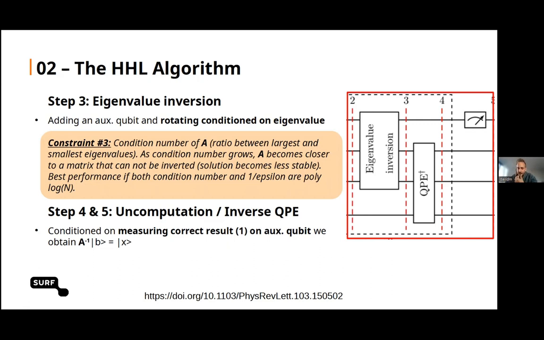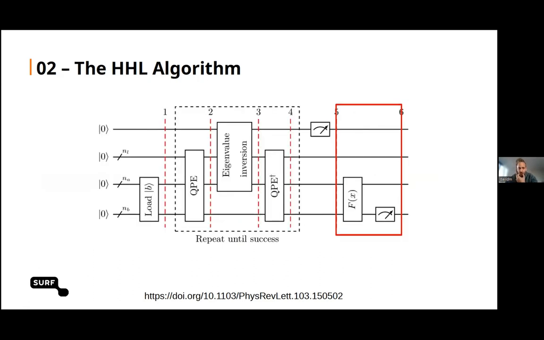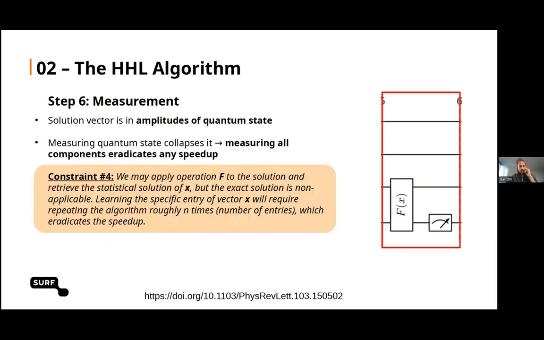And you see this in the next slide, that we have this block in the middle there that we potentially have to repeat until success. And then that leaves us with one last step on the next slide, which is the measurement. So as I said, the solution vector is now in the amplitudes of the final quantum state. And if we measure a quantum state, we will collapse the state. So if we want to measure every single component of the solution vector, we lose any speed up, and everything that we did was kind of useless.